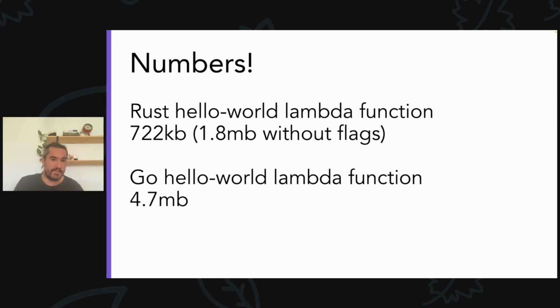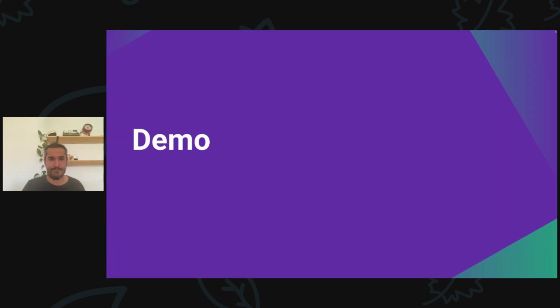So Go is 4.7. Maybe there's some flag that I didn't use, but I use W and S to strip the symbol table and so on to try to have it as small as possible. But yeah, this is a no-brainer. It's almost 5 times smaller. So yeah, that's it for Lambda.